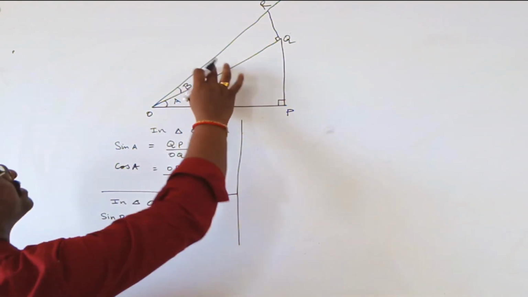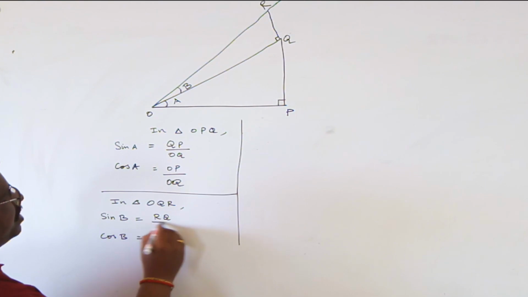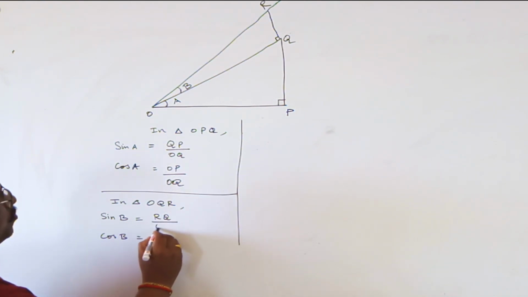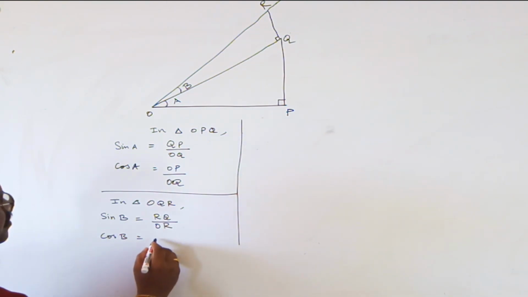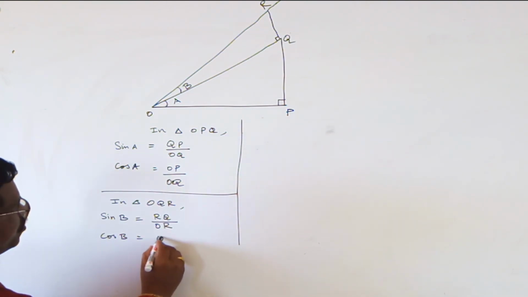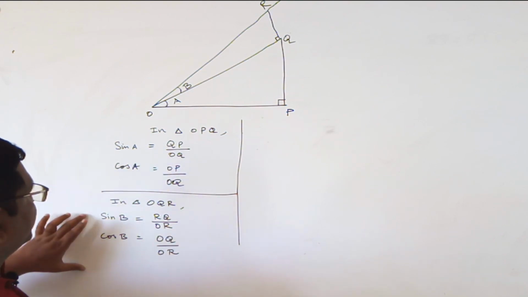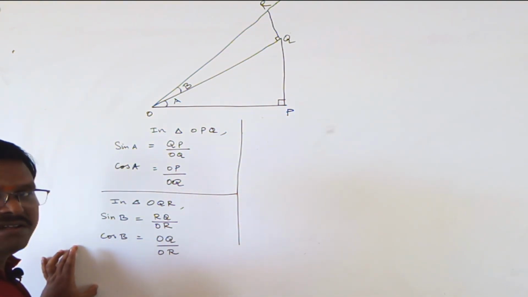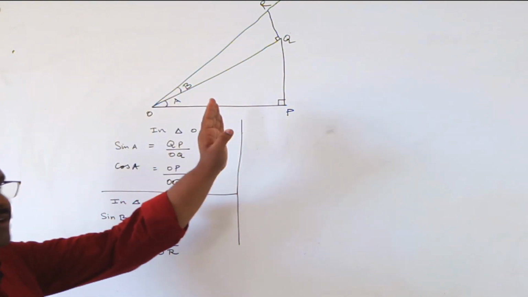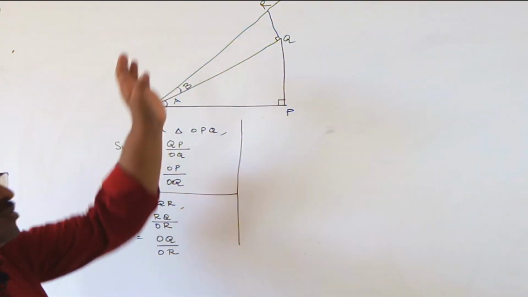So what is sin B here in this triangle? RQ, the opposite side, by OR, the hypotenuse. For cos B, the adjacent side OQ by OR, the hypotenuse. So we have taken these two triangles separately. Nowhere have we taken the compound angle. Now we are going to take a compound angle. Here the compound angle is angle A and angle B combined.